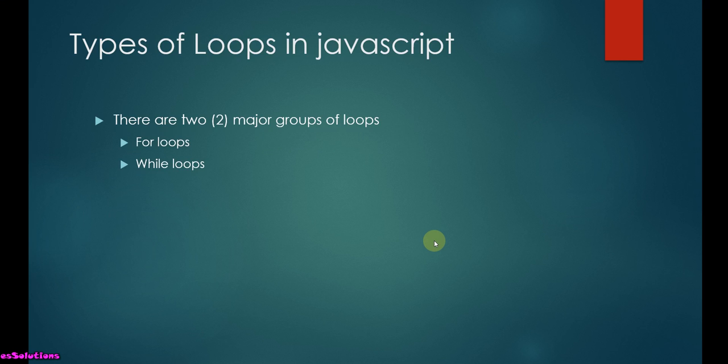Now, basically in JavaScript, there are two major loops we have. We have the for loops and we have the while loops. In JavaScript, we look at both of them and try to see how to use them. And I will tell you at the end of the video my own idea and a tip on how I choose whether to use the while loop or the for loop.